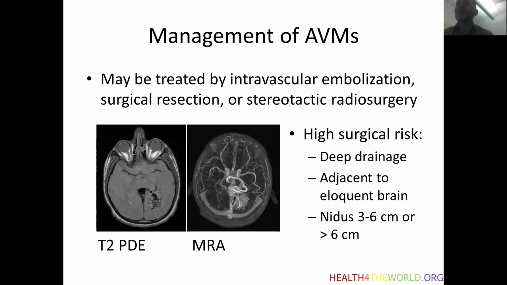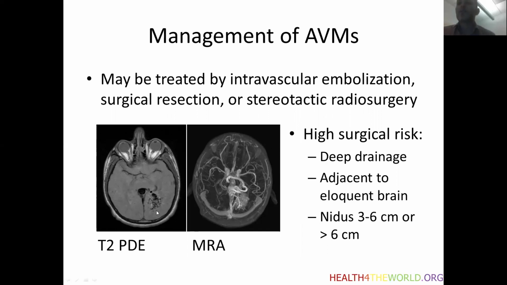The types of arteriovenous malformations that are considered to be of extremely high surgical risk are those with deep venous drainage, those that are adjacent to eloquent brain, so typically the motor or somatosensory cortices on the dominant side, as well as classical language areas, and those that are relatively large, medium-sized, meaning they have a nidus of 3 to 6 centimeters, or large AVMs, which have a nidus greater than 6 centimeters. Certain types of AVMs are considered to be inoperable, and those are those with extremely large or diffuse nidus.